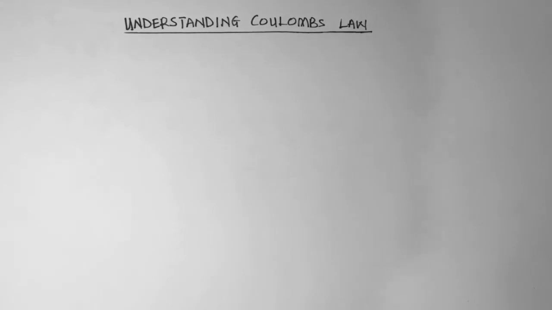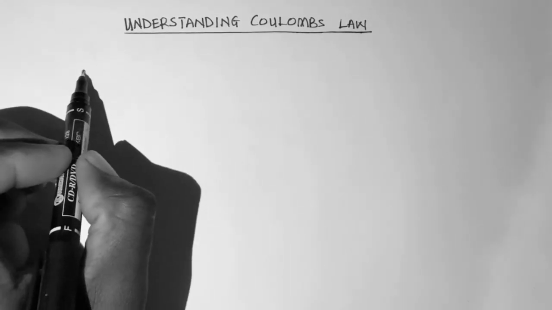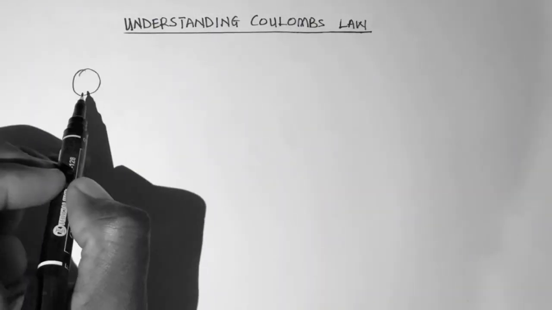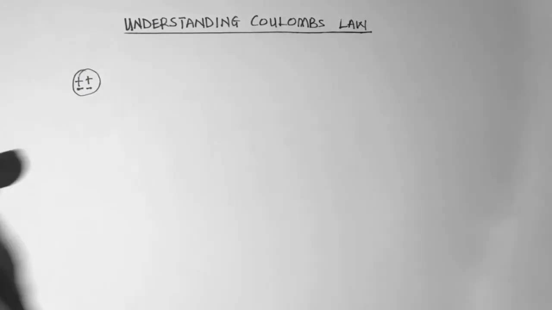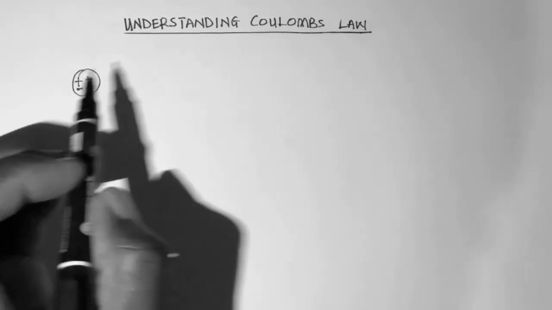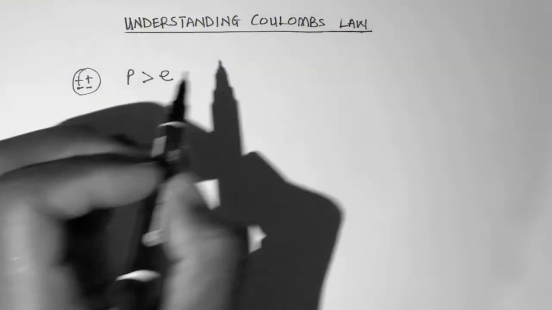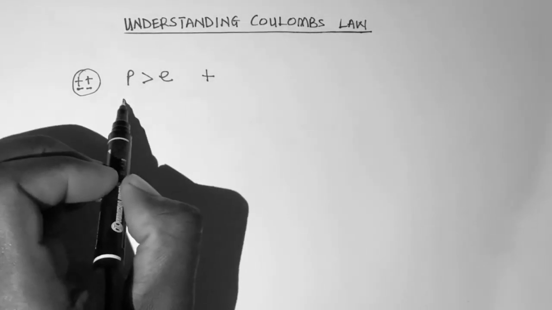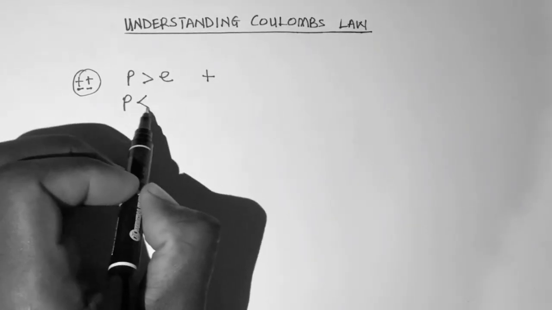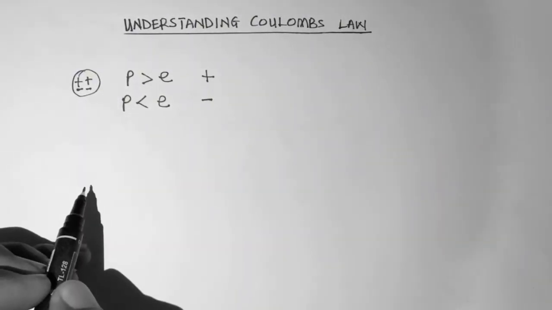In this video, we are going to talk about Coulomb's law. So let's assume that we have an atom. Now, an atom is made up of protons and electrons. If the number of protons in the atom is greater than the number of electrons, then we have a net positive charge on the atom. But if the number of protons is less than the number of electrons, then we have a net negative charge.